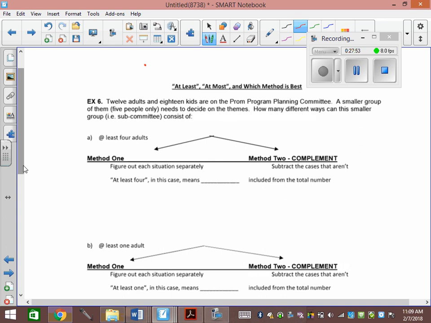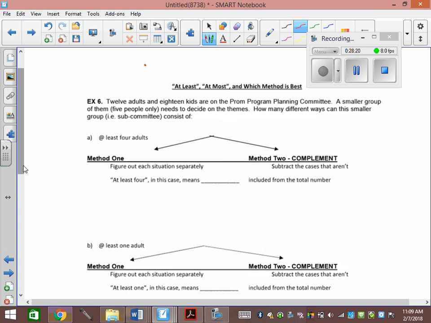Okay? So we're going to look at this first one. 12 adults and 18 kids are on the prom program planning committee. That is a tongue twister. Prom program planning committee. A smaller group of them, 5 people only, needs to decide on the themes. How many different ways can this smaller subcommittee consist of at least 4 adults?